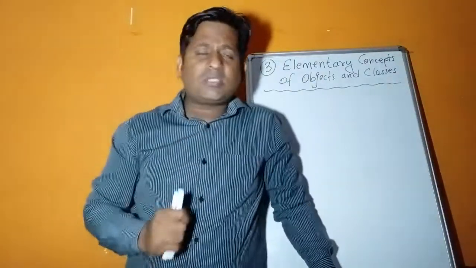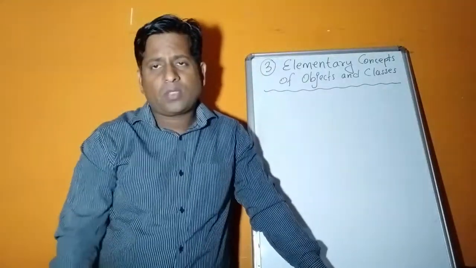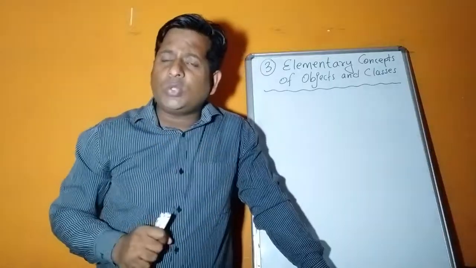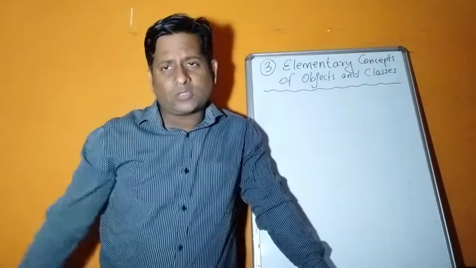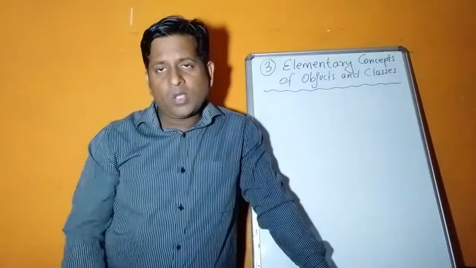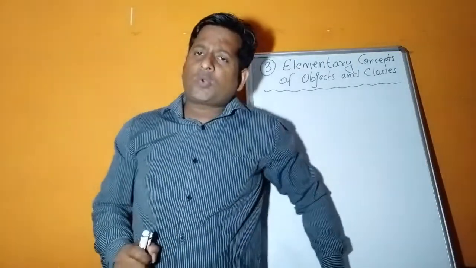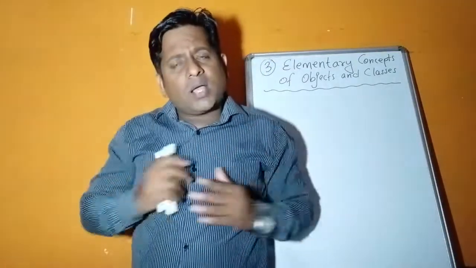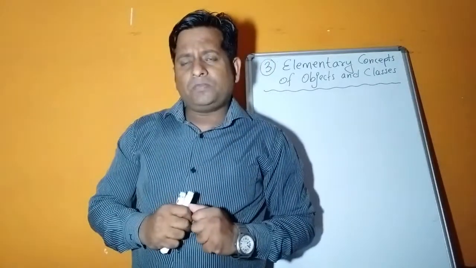The name of the chapter is Elementary Concepts of Object and Classes. As I already told you in the first chapter, Java is an object-oriented programming language. That means it follows the paradigm that is OOP, object-oriented programming. Whenever we talk about object-oriented programming, everything comes under class and object. So let me tell you a very simple example.